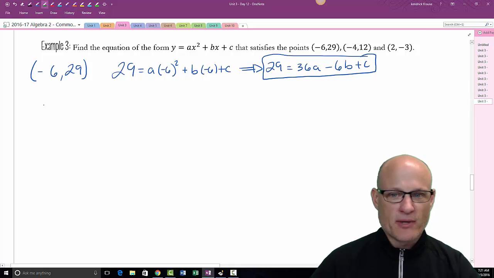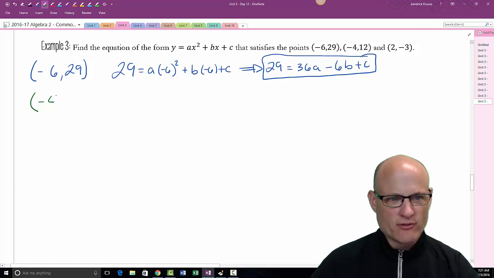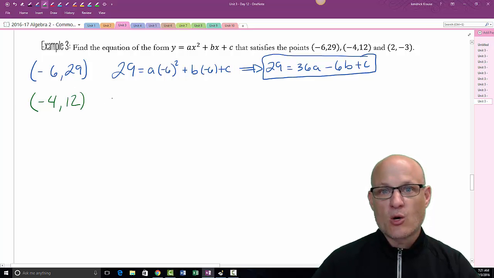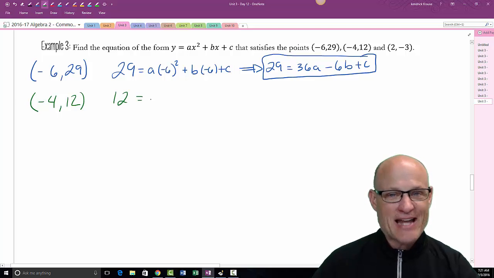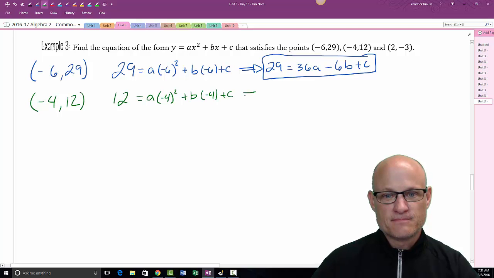Go to green. Everybody needs to go green. Negative 4, 12. So in for y goes 12, and in for x goes negative 4. Now don't forget, you're not going into a, b, and c. It goes in for x. So it's a negative 4 squared plus b times negative 4 plus c. So this is 12 equals 16a minus 4b plus c.